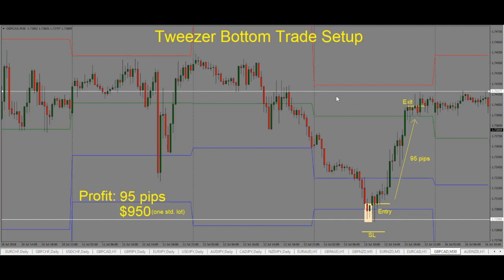And then when price comes into the next support and resistance level over here, it starts to go sideways. We have a large pin here. So this is a good place for us to exit the trade.